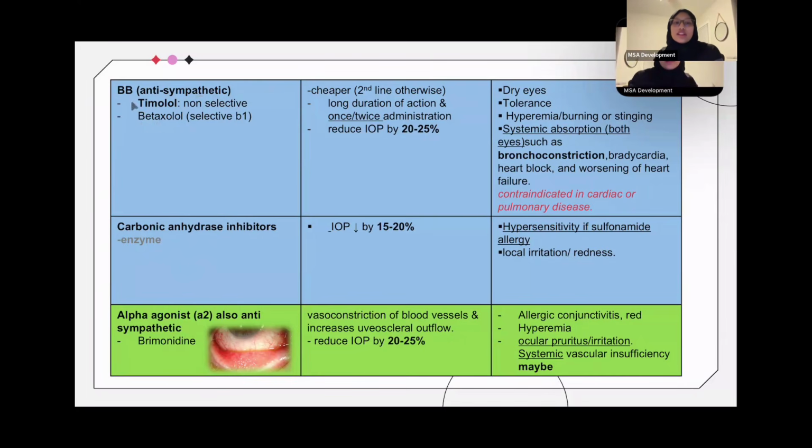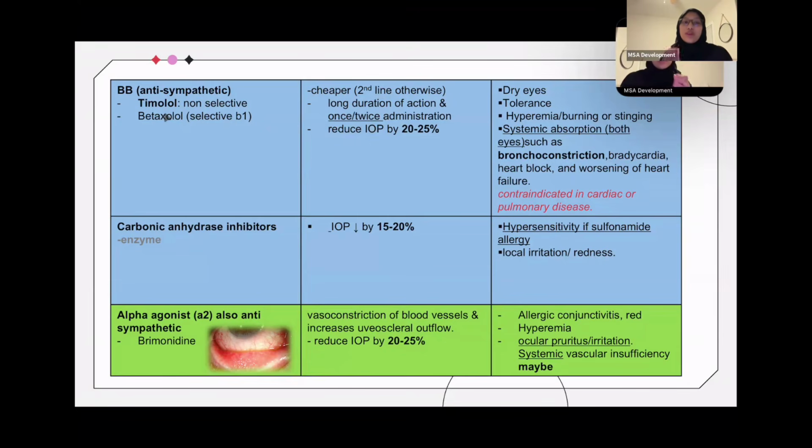So these are cheaper alternatives to prostaglandin, so they can be second line. They are second line otherwise; if someone can afford prostaglandin, this is second line. If they cannot afford it, then this is first line. So they are administered once or twice daily.